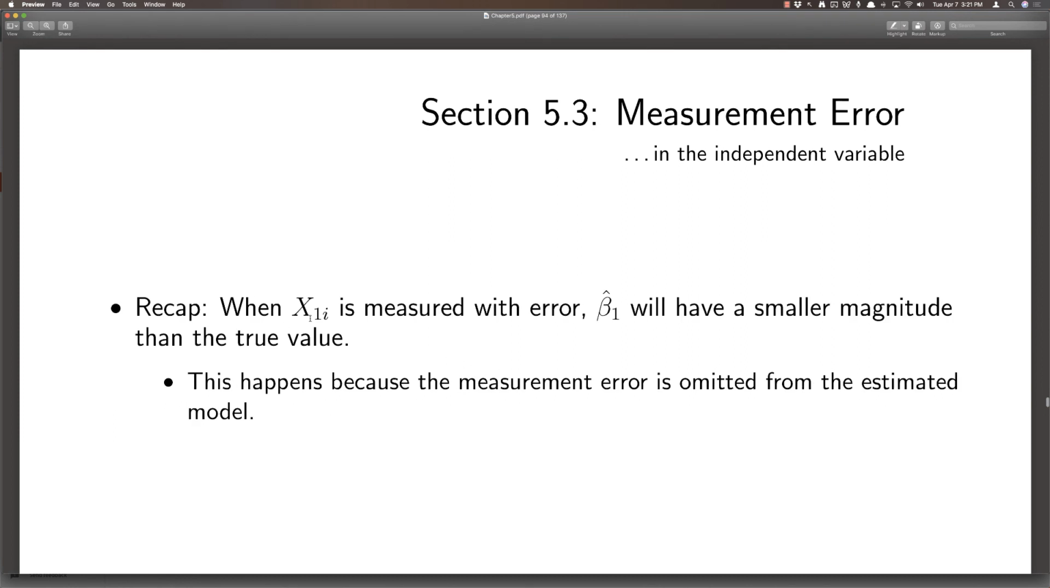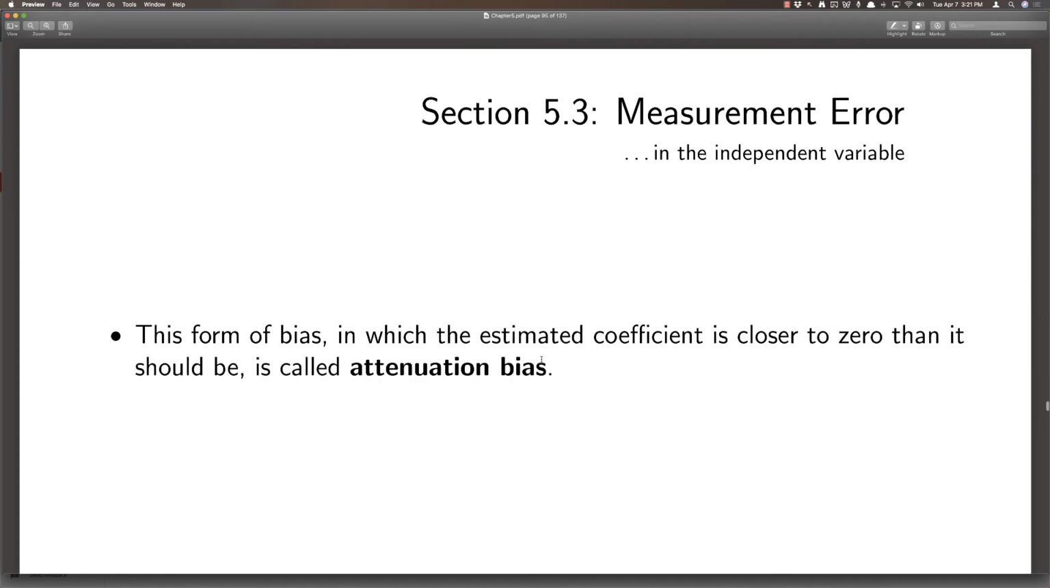So when x1i star is measured with error as x1i, then beta 1 hat is going to have a value that is of a smaller magnitude than it should be. Right? It's going to be attenuated towards 0. All right? And this happens because the measurement error is sort of like an omitted variable from the estimated model. This form of bias is called attenuation bias. The beta 1 hat is closer to 0 than the true beta 1.